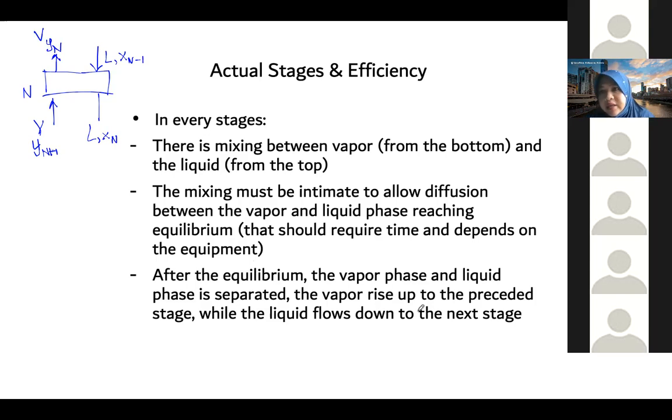Based on this explanation, 100% efficiency would mean 100% equilibrium. If it is 100% equilibrium, then your stage is 100% efficient. But sometimes the efficiency is not 100%. Of course, mostly it is maybe about 70% or 80%. So if in the problem they give the efficiency, the actual stages would be the theoretical stages divided by efficiency.